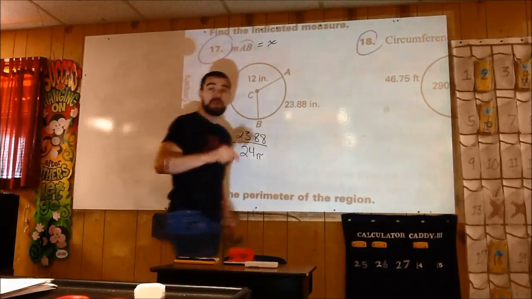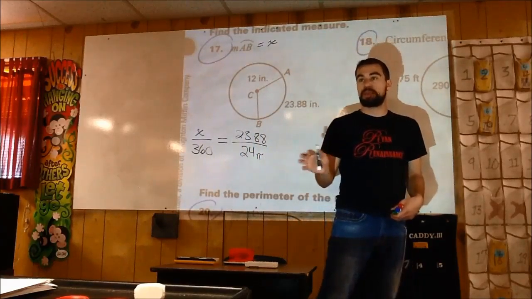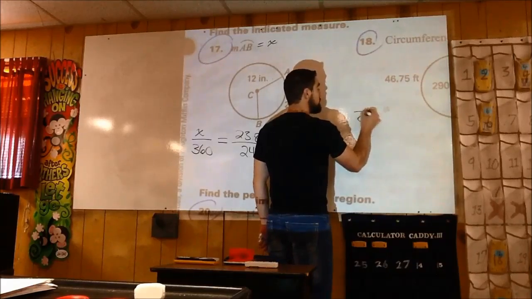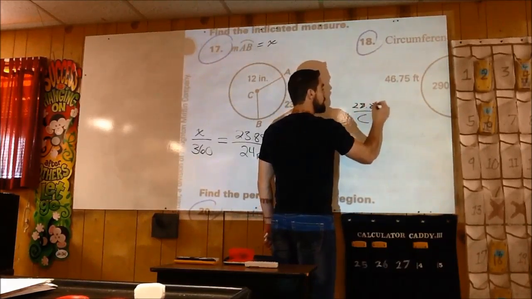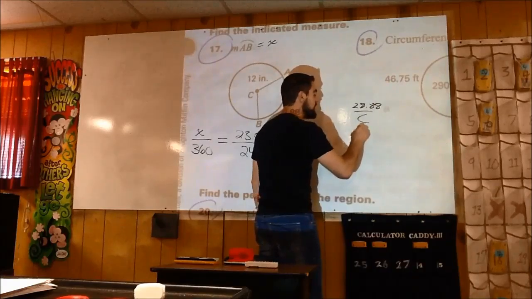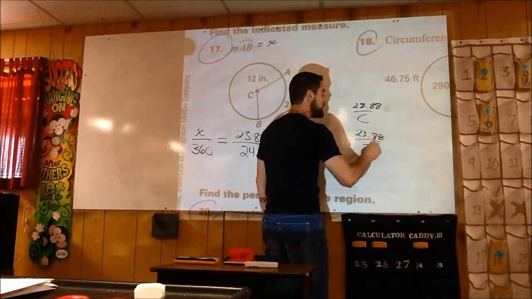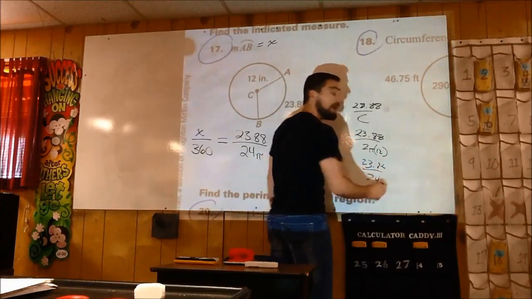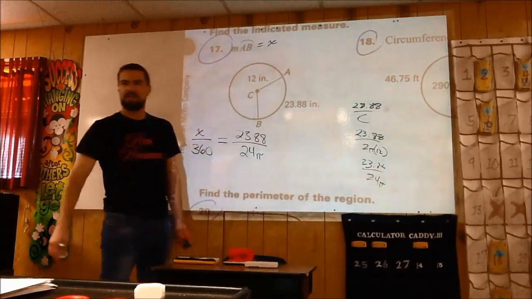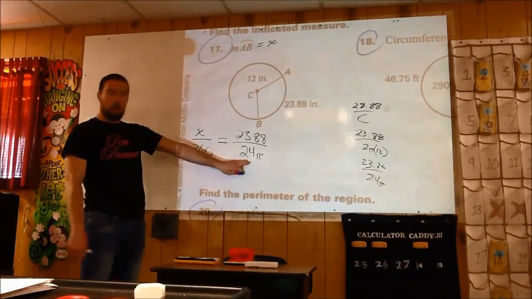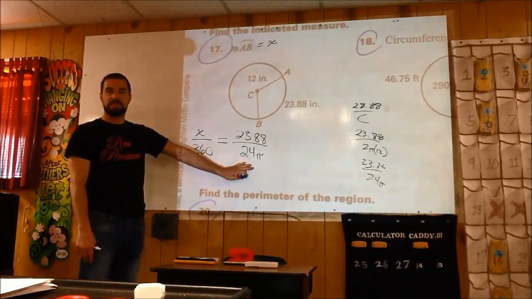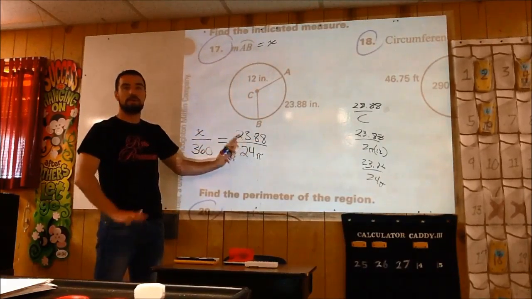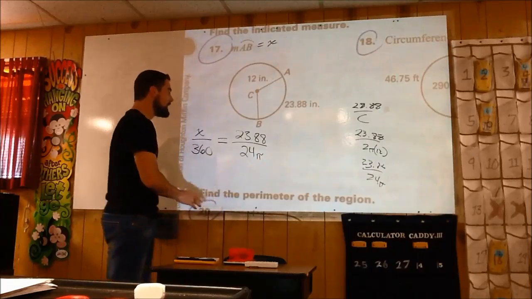If you guys were a regular geometry class, then I would make you go step by step. I would make you write 23.88 over C, 23.88 over 2 pi times 12, 23.88 over 24 pi. I think we're pretty comfortable, we know where this is coming from. This is the circumference, and it is 2 pi r, so 2 times 12, 24 pi. Okay? So what's my next step?